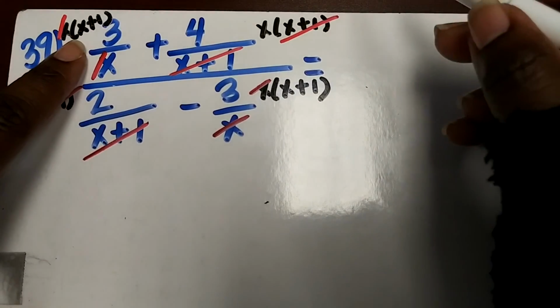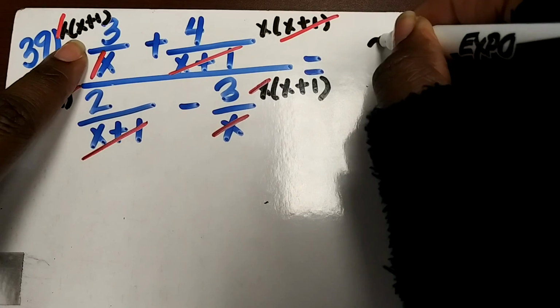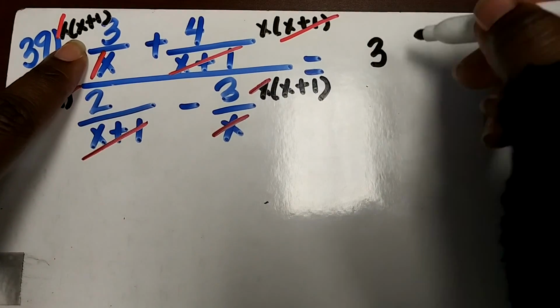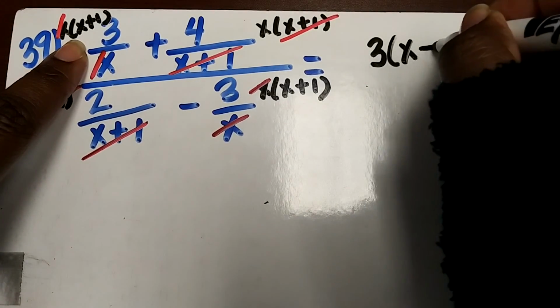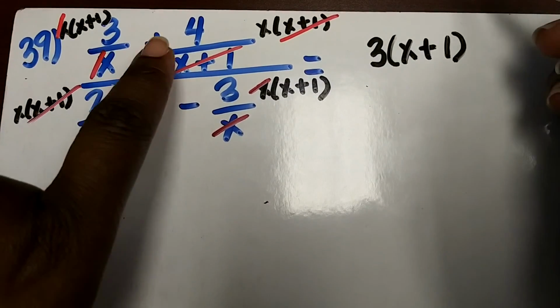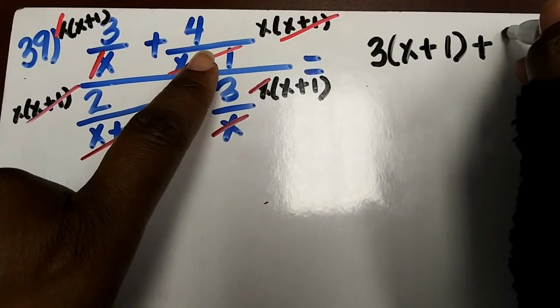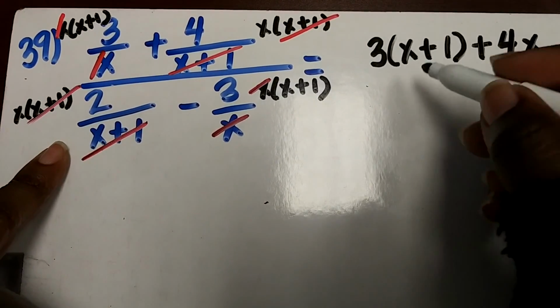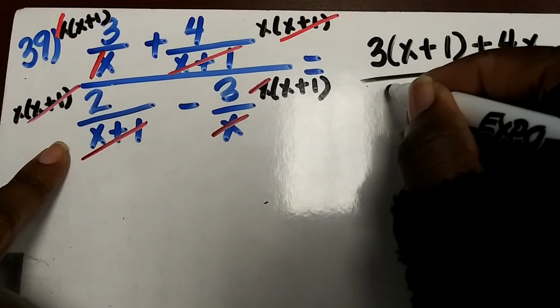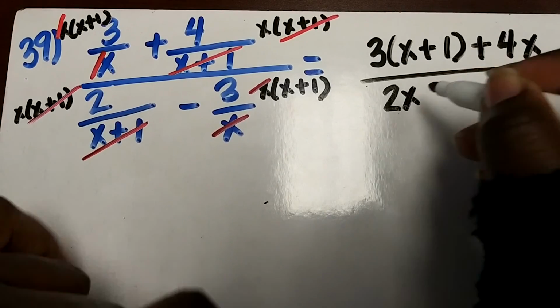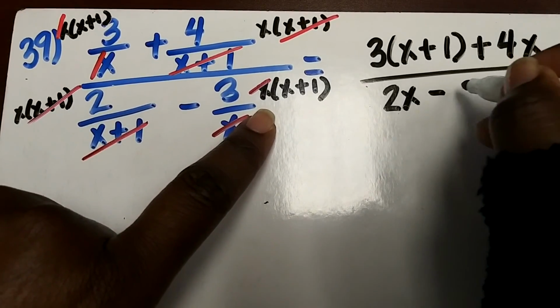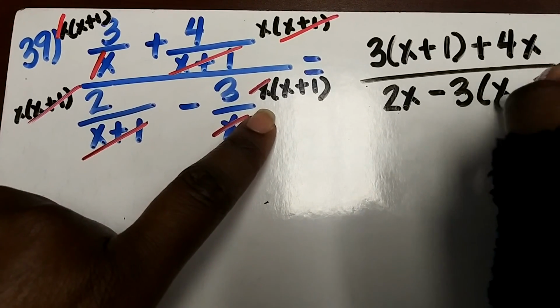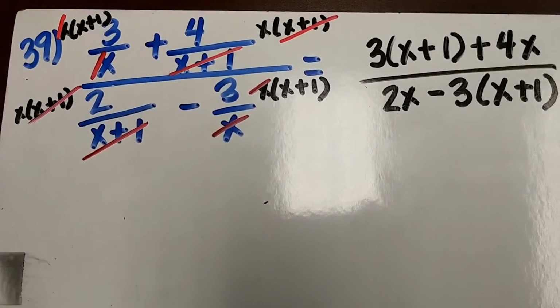In the first part, I see 3 times x plus 1. In this part, I only see 4x. In this part here, I see 2x. And in my last part, I see minus 3 times x plus 1.